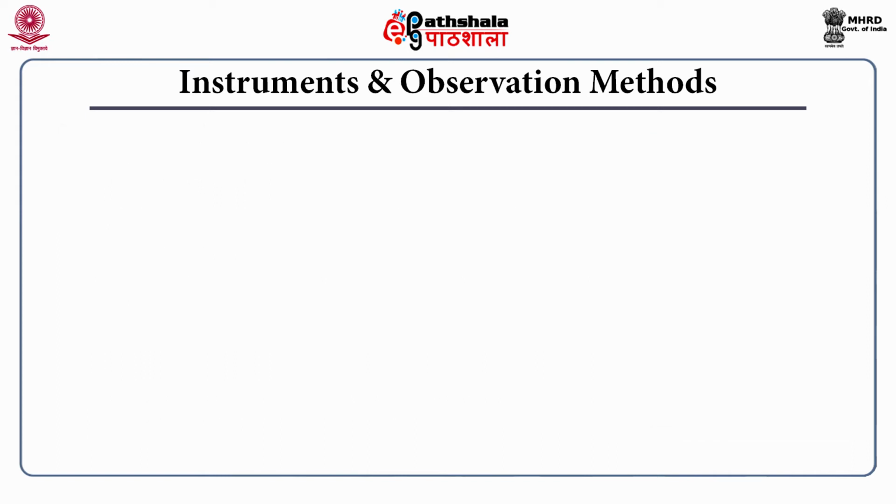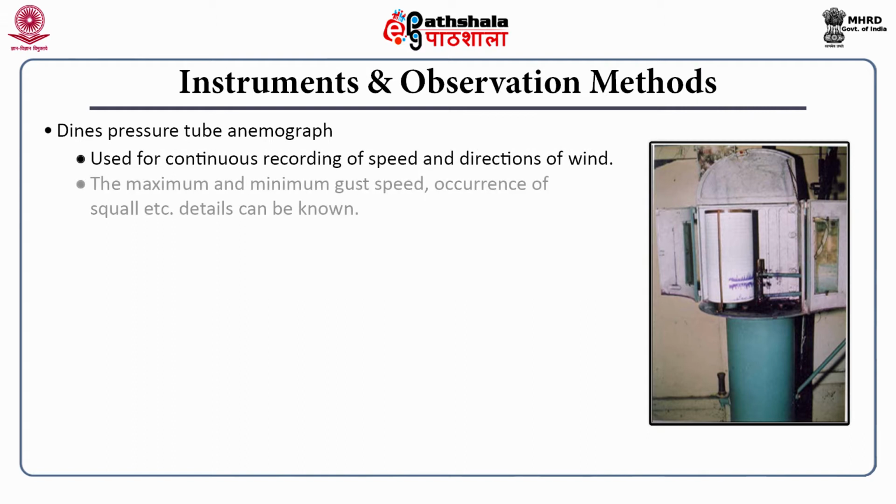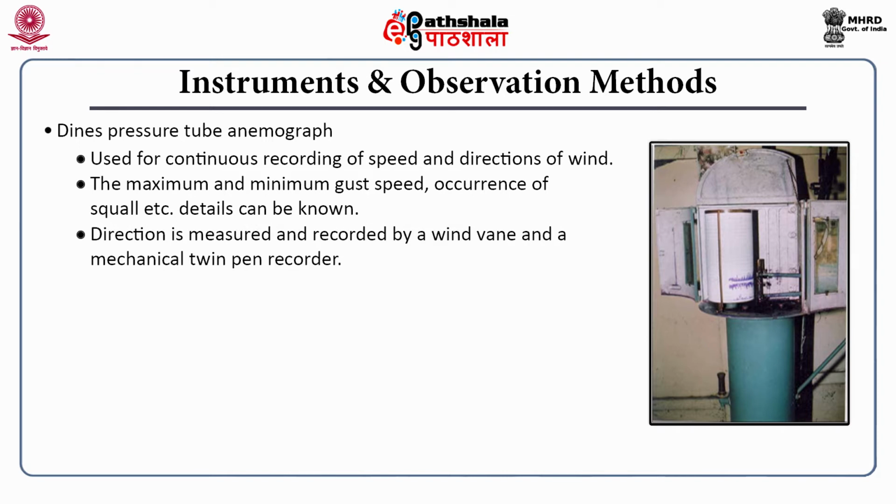Next equipment is dyne pressure tube anemograph. It is used for continuous recording of wind speed and direction of wind. The details of wind structure can be known from this kind of equipment, like the time of occurrence of maximum and minimum gust speed, then occurrence of a squall, etc. The direction is measured and recorded by wind vane and a mechanical twin pen recorder.